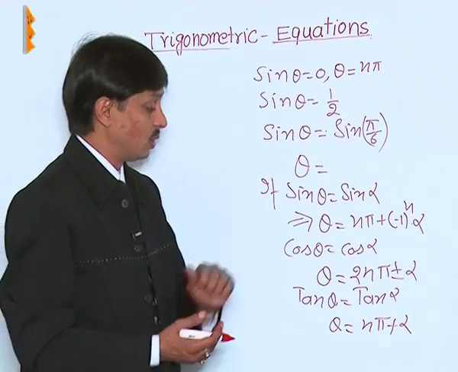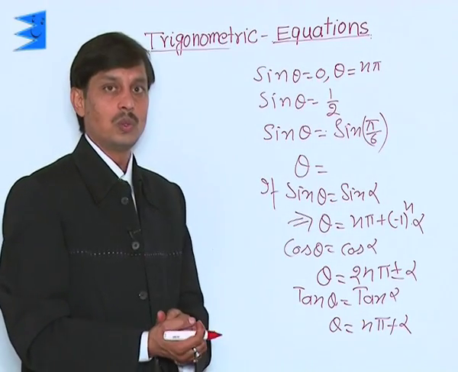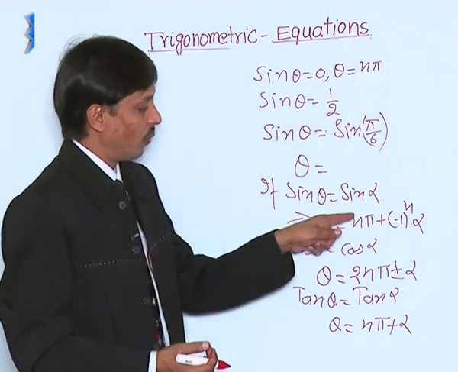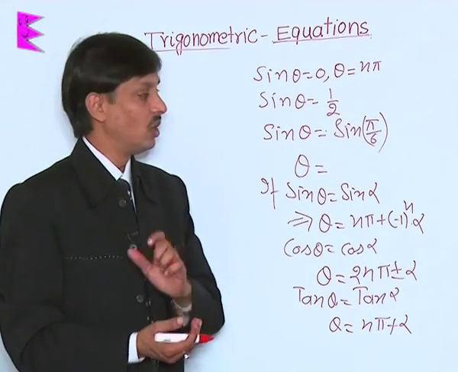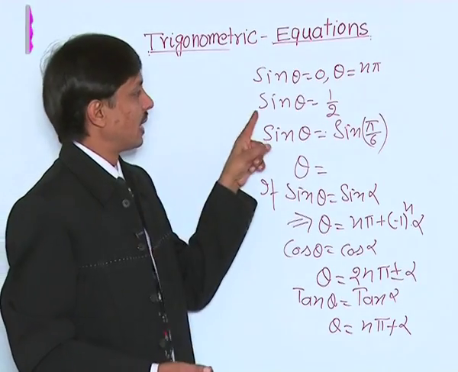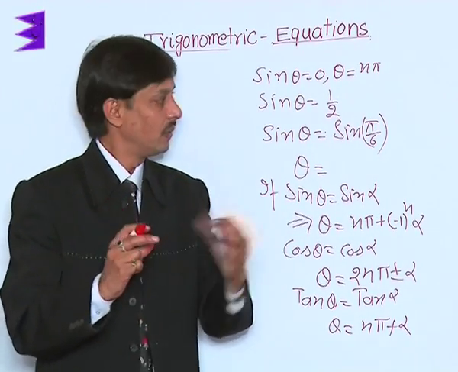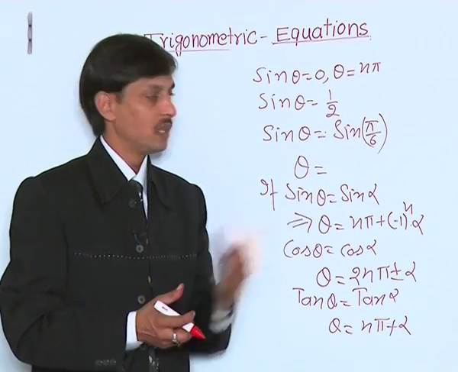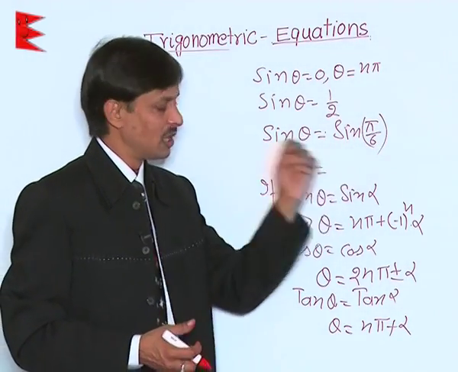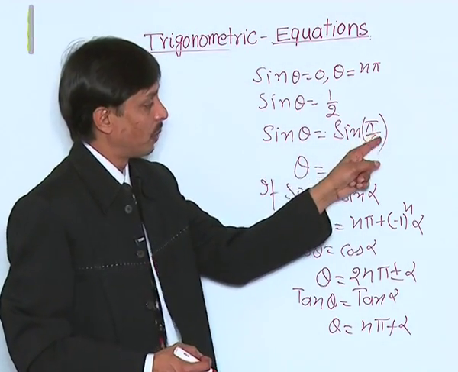And if tan theta is equal to tan alpha, the general solution is given by theta is equal to n pi plus alpha, where n is an integer. Here I was taking one of the examples, sine theta is equal to half. First of all, I have converted this half into sine of 30 degrees, sine pi by 6 in its principal domain. Sine theta is equal to sine alpha, where alpha is pi by 6.